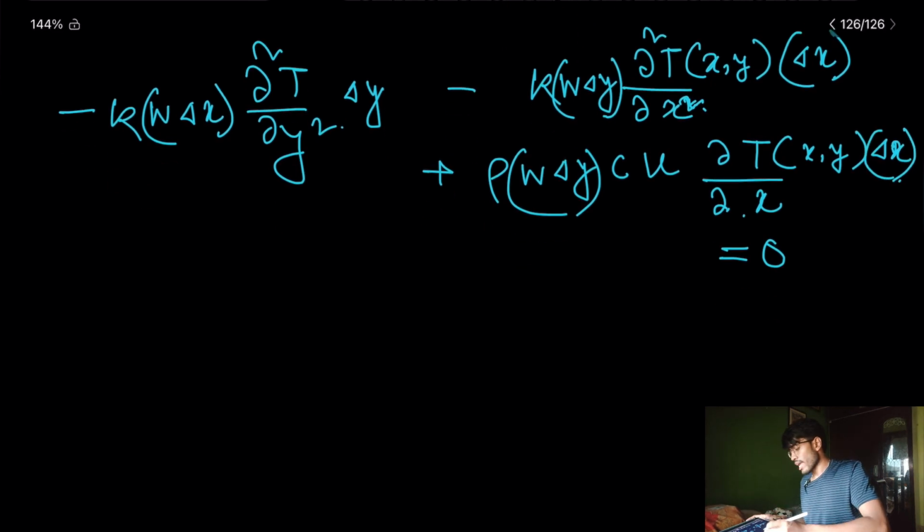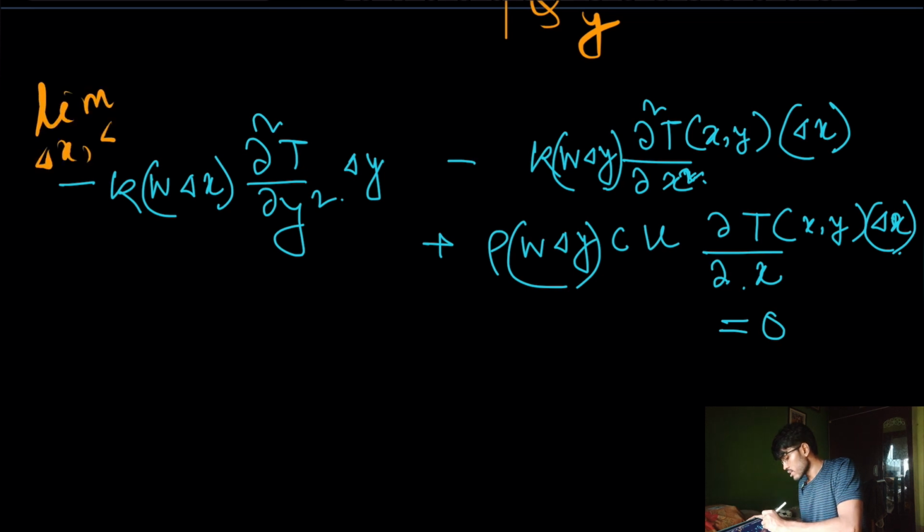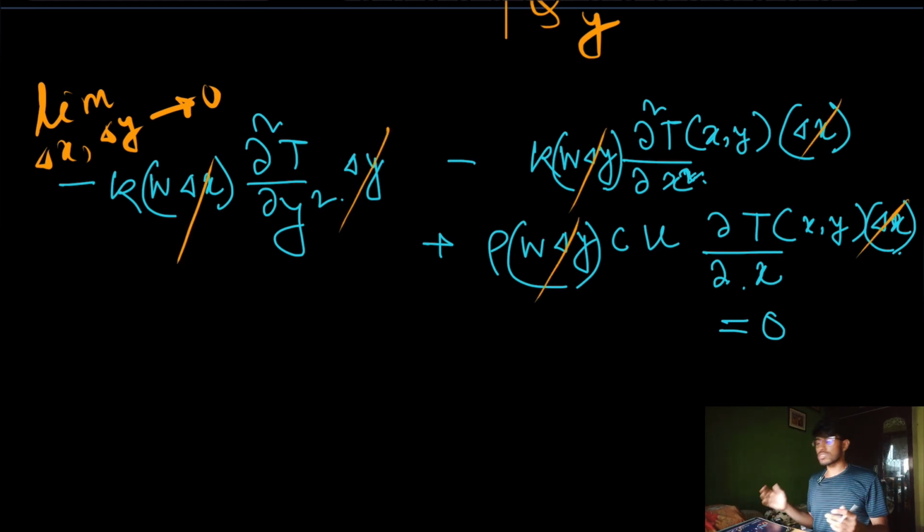Now what you will be doing is taking the limit delta x, delta y tending to 0, and you can see that I can divide the equation by delta x delta y, because delta x and delta y are tending to 0 but they are not equal to 0.